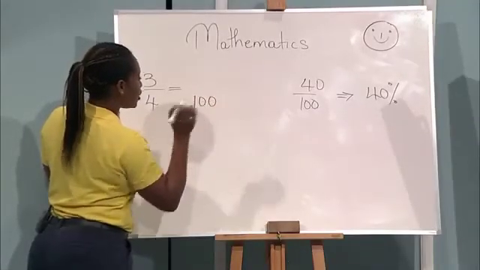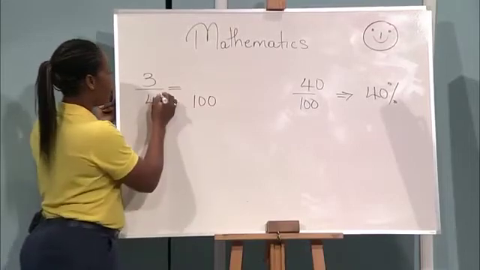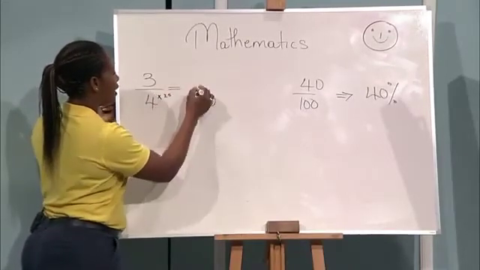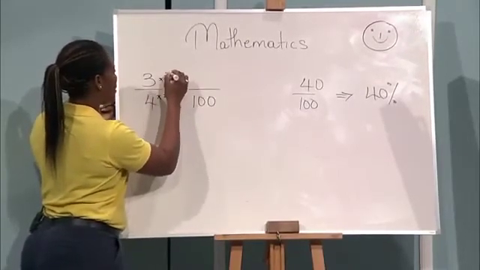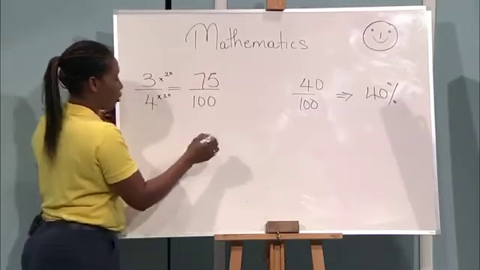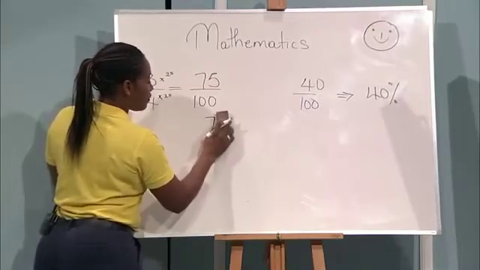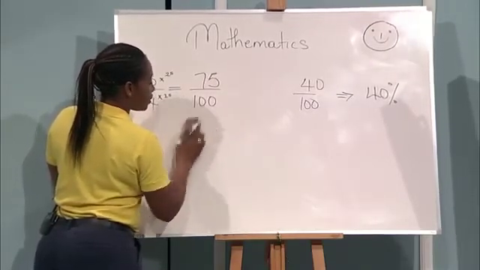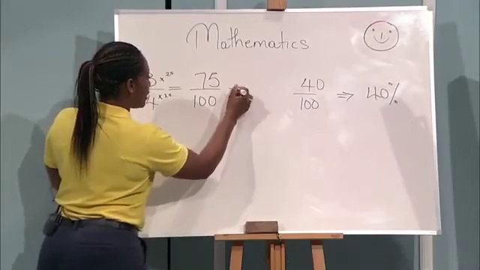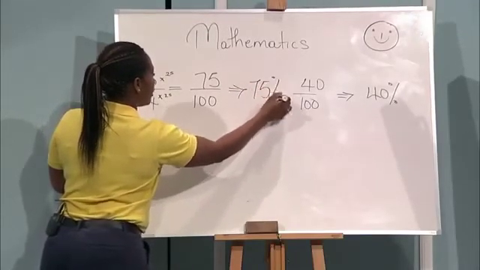If I want to change it to a percentage, I can see what I have to do to get it to 100. I'd multiply this by 25, multiply this by 25, that would be 75. So I know that this is 75%. So I'm going to put 75% right there.